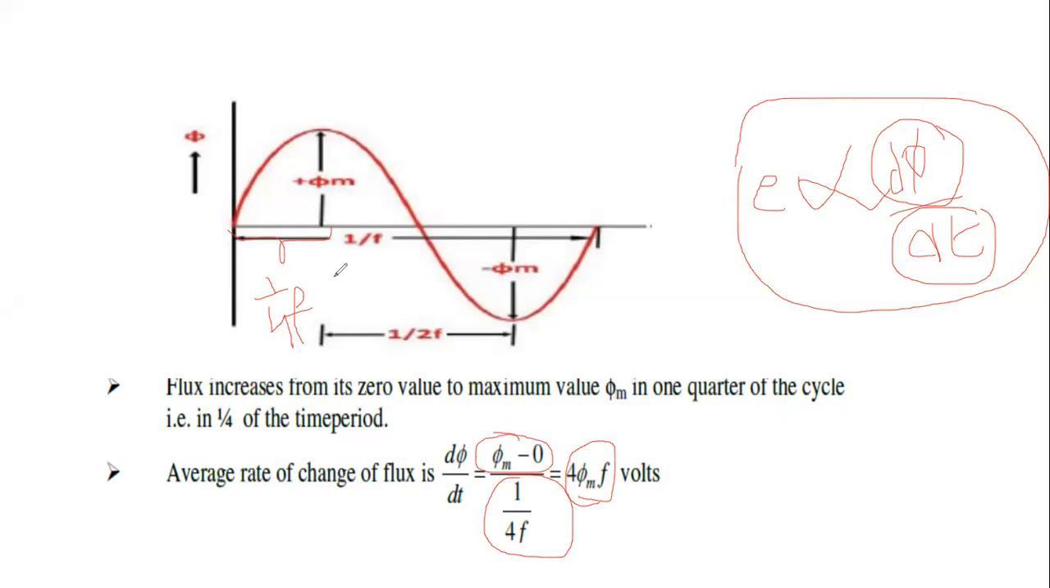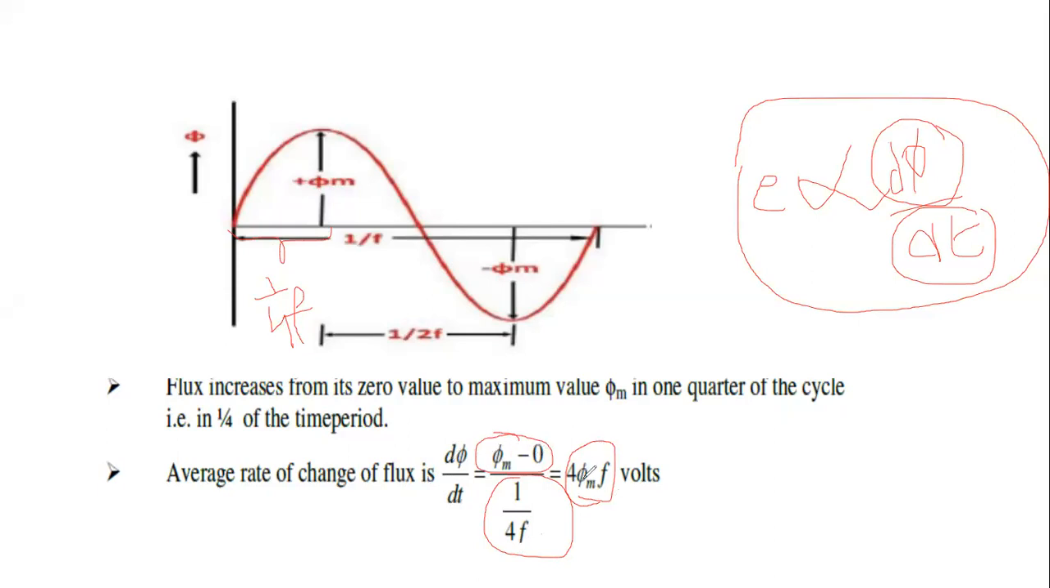This is the maximum flux φm, which is obtained in 1/4f seconds. Therefore dt is 1/4f, and dφ is φm minus 0.